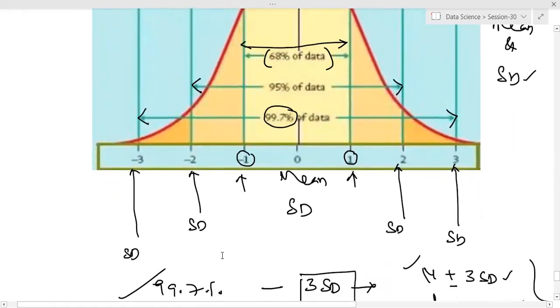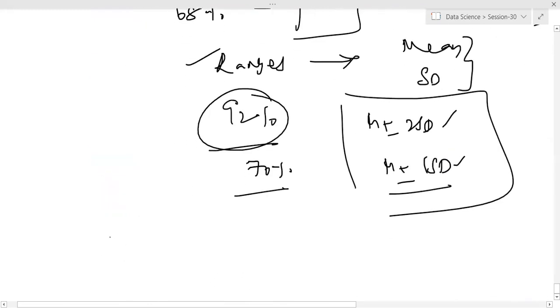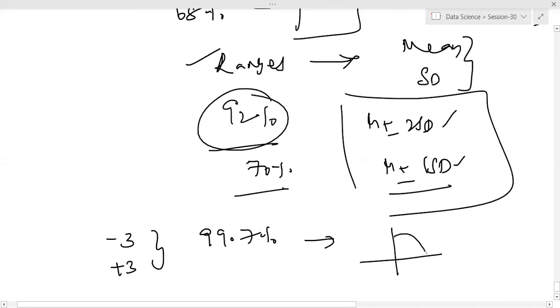And one more question, friends. So here this is -3 and this is +3. Now, if I make this statement, between -3 and +3 I have 99.7% of the data. Suppose someone asks me to get only the right side portion of my normal distribution, how much percentage do I get, friends?